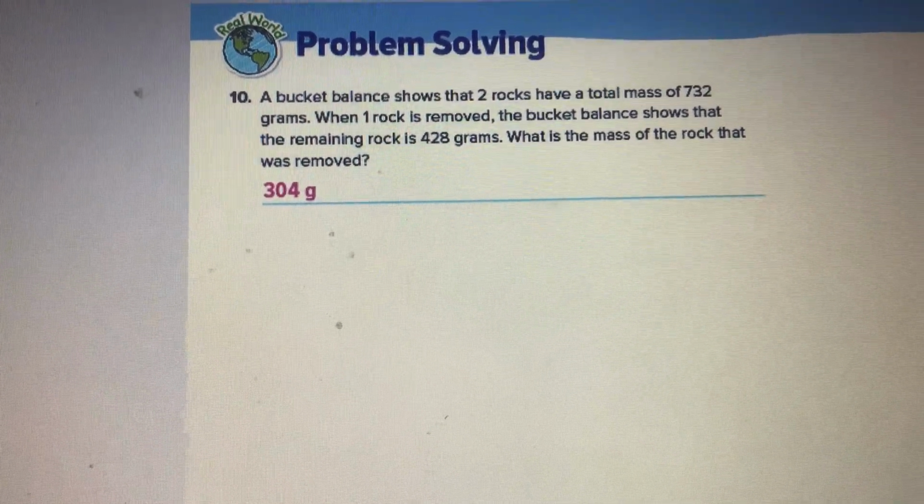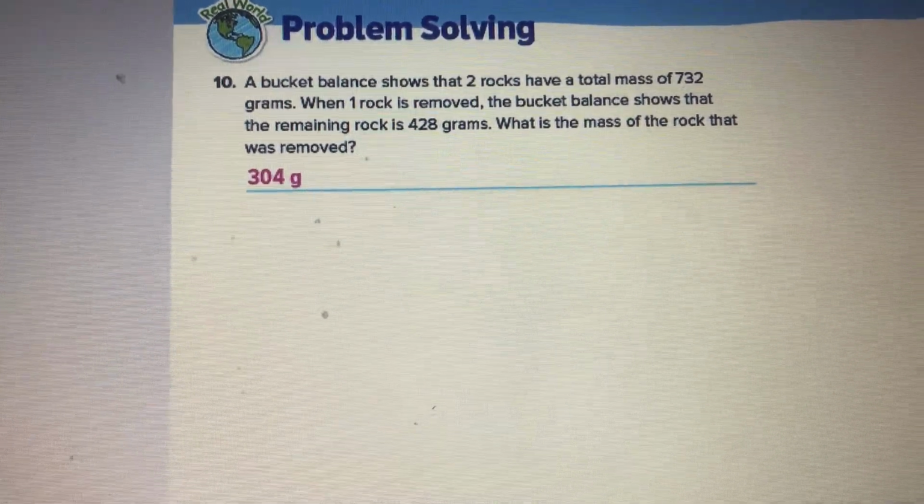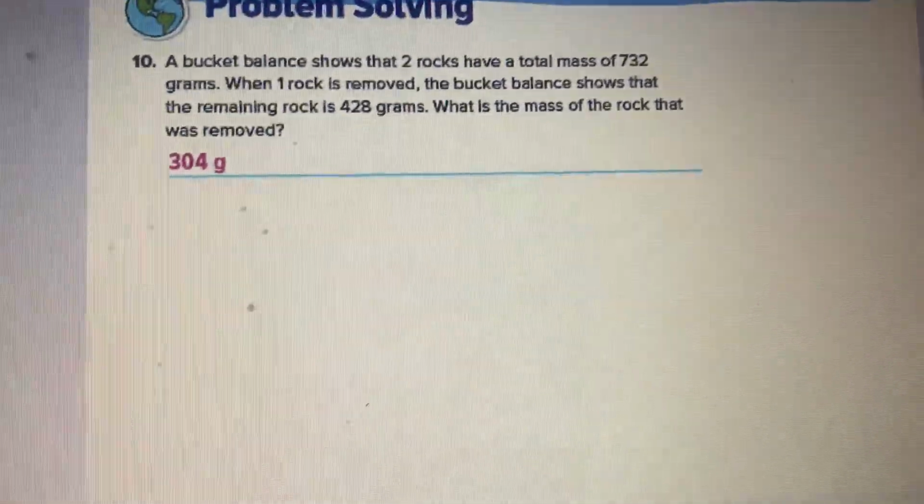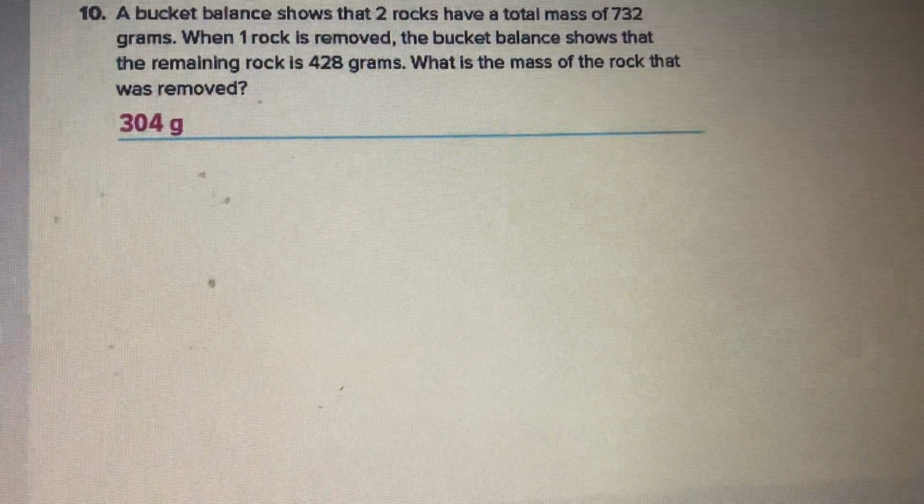It doesn't tell you to write a number sentence on this with a letter or a box for the unknown, but you can still go ahead and do that. Number 11.